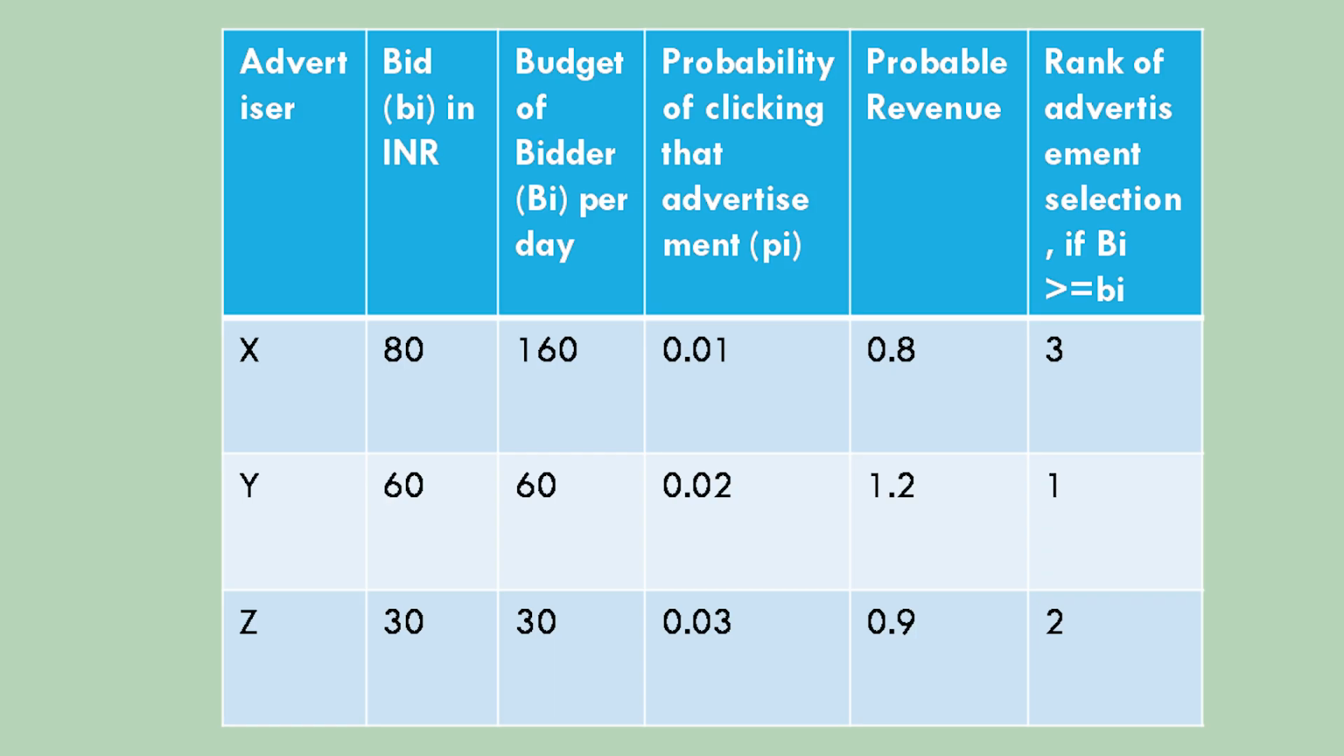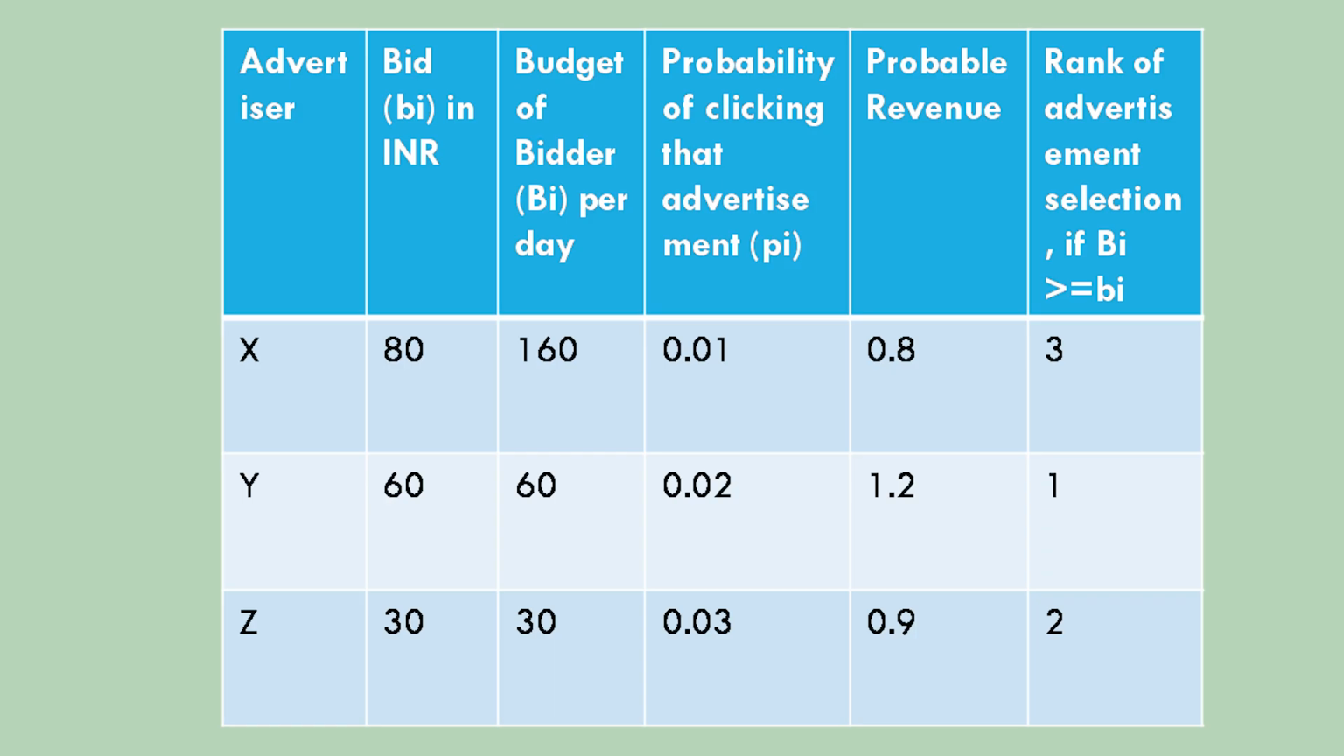For example, there is a table shown in the image. There are 6 columns. The first column shows the advertiser name. The second column shows the bid in rupees. The third column shows the budget of the bidder per day. The fourth column shows the probability of clicking that advertisement, that is pi. The fifth column shows the probable revenue if that particular advertisement is clicked. And the last column shows the rank of advertisement selection, if the total budget is greater than or equal to the bid for that particular ith term.